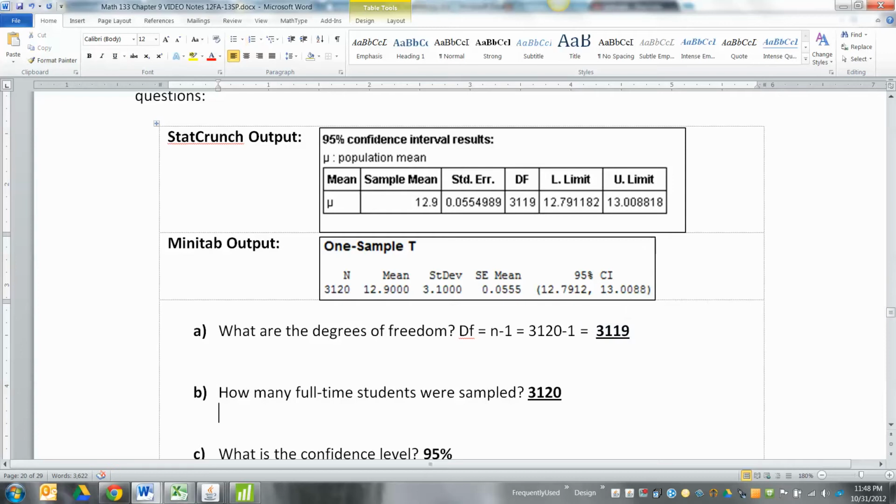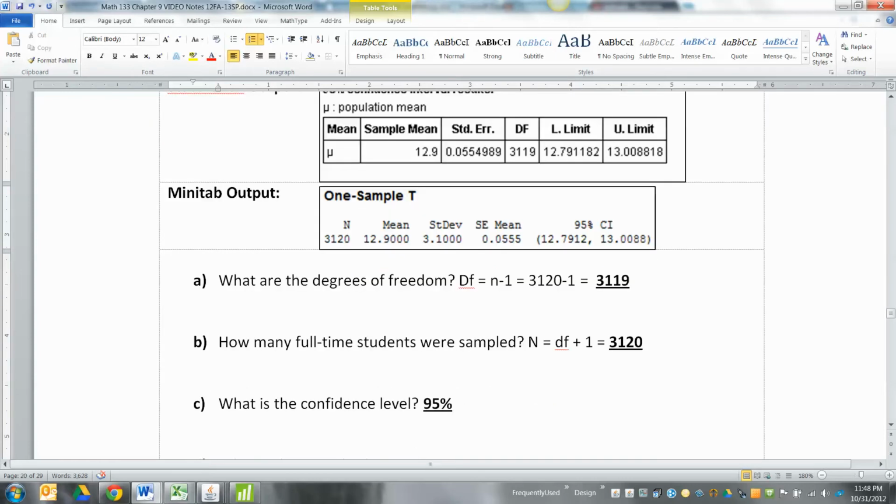Now, how many full-time students were sampled? Well, that's your N, right? So N was 3120. Now, if you were given Minitab, it's no problem because Minitab tells you it's 3120. If you were given StatCrunch, you'll have to think to yourself, oh, okay, if degrees of freedom is 3119, then N is equal to your DF plus 1, right? Which would be 3120.